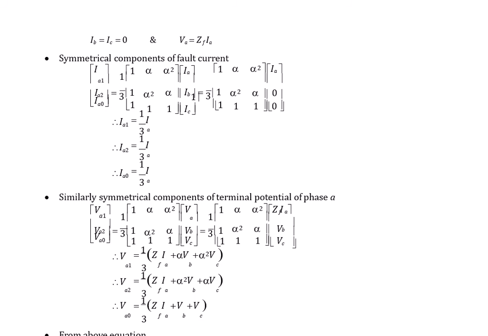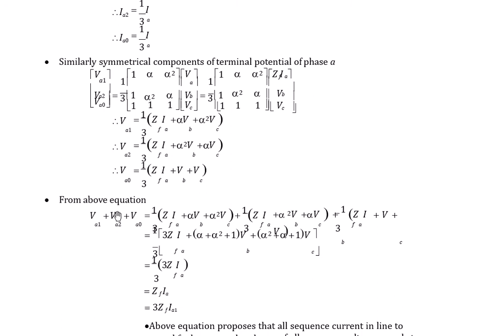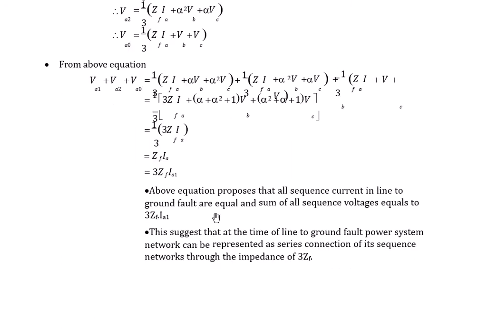Similarly, the symmetrical components of the terminal potential of phase A are written like this. When we put in all the values, we get Va1 equal to 1 by 3 Zf into Ia. All the values are different, but voltages don't matter much here. If we sum the total voltage, we get this. The above equation shows that all the sequence currents in the line to ground fault are equal, and the sum of all the sequence voltages is equal to 3 Zf into Ia. This is the conclusion point.